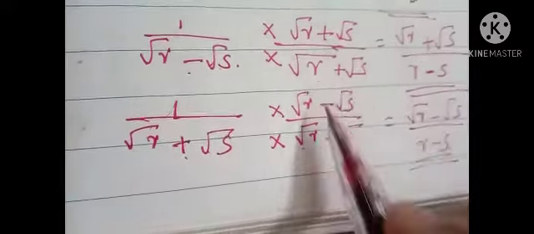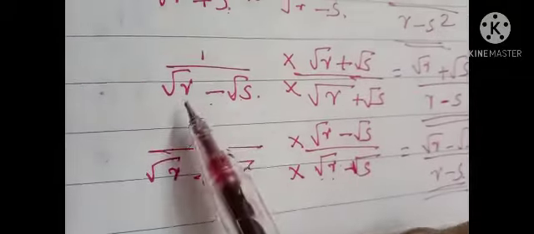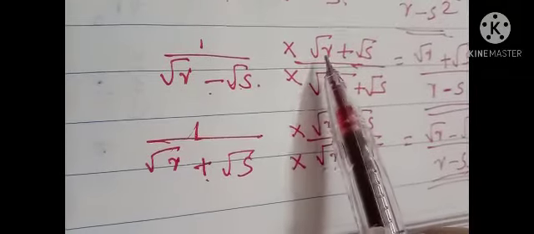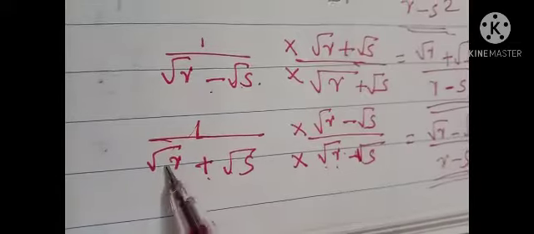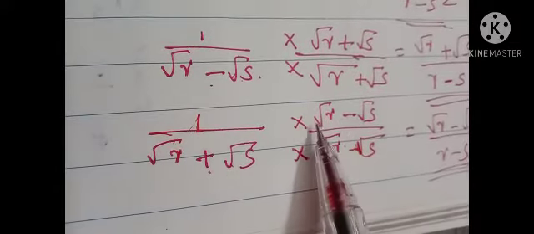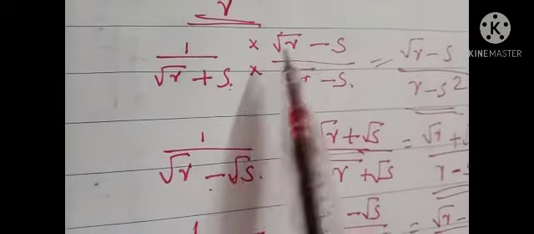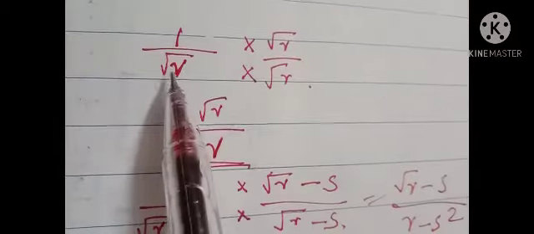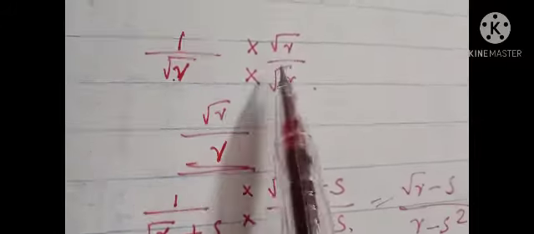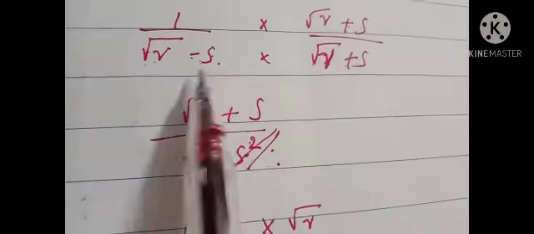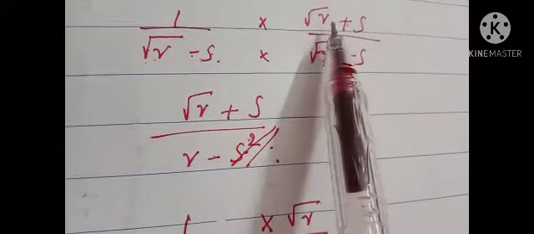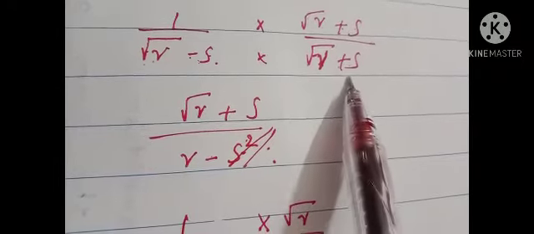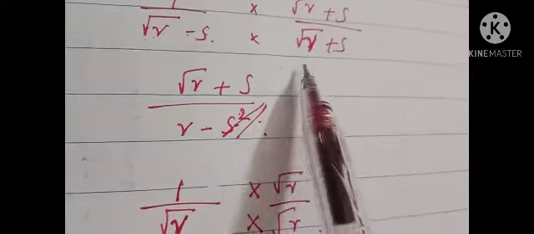So these are the rationalizing factors. If root r minus root s is there, then which is the rationalizing factor? Root r plus root s. If root r plus root s is there, then the rationalizing factor is root r minus root s. If root r plus s is there, then what is the rationalizing factor? Root r minus s. If root r is there, then what is it? Root r itself. Then root r minus s means what will be the rationalizing factor? Root r plus s. Okay, so these are the rationalizing factors, different factors.